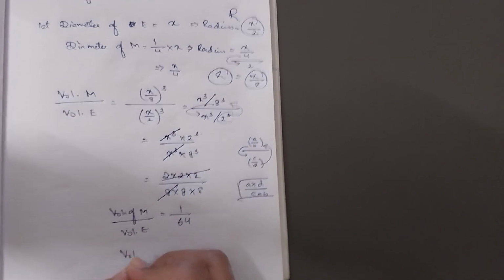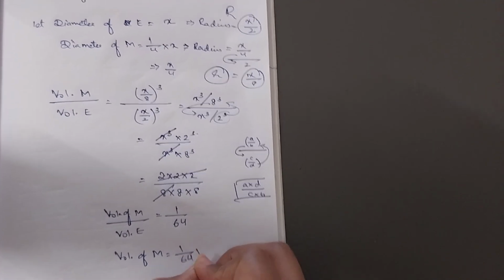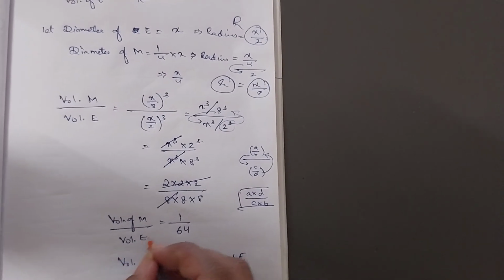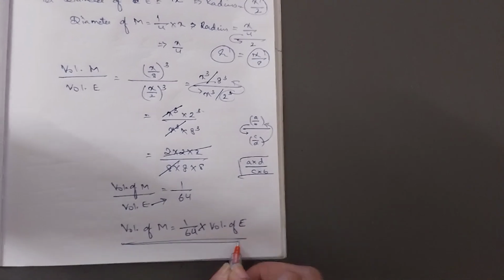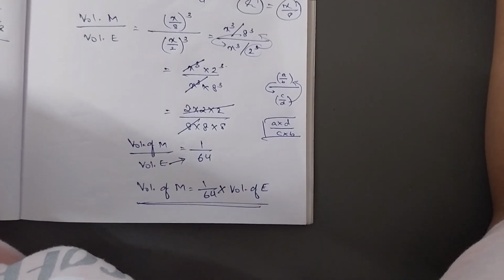Now I know the volume of the moon is equal to 1/64 of the volume of earth. What is the fraction, he said. So I'm sending this to the other side. It becomes volume of moon is equal to 1/64 parts of the volume of earth.